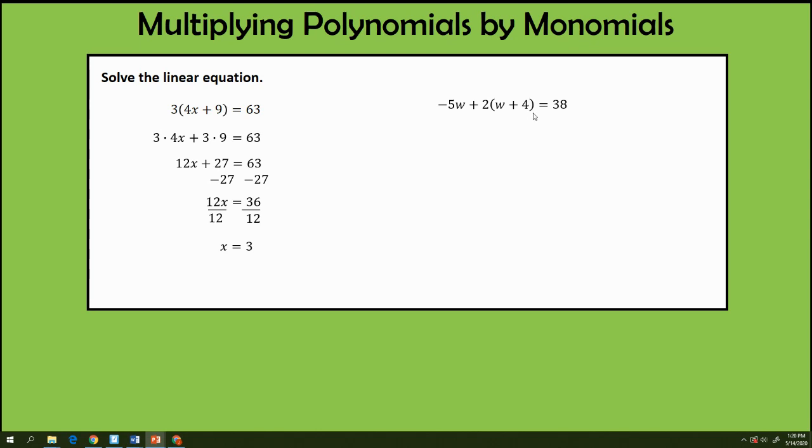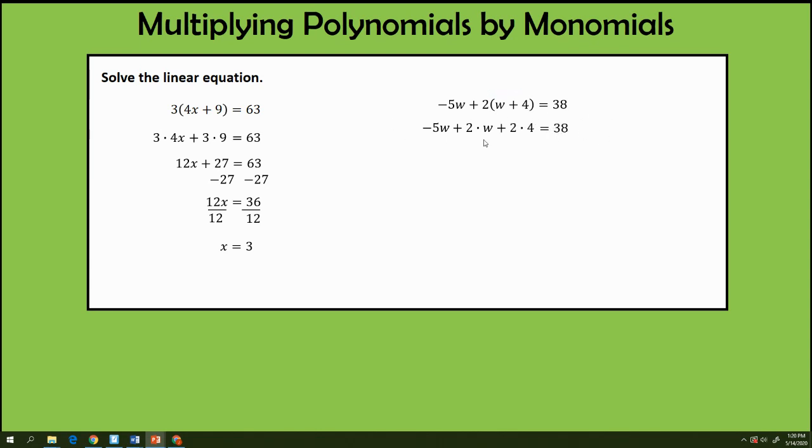First of all, we have this distributive property problem. That takes precedence because that's a multiplication over addition deal. So the first thing we're going to need to do, that negative 5w I'll bring down, and now I'm going to work on this. I'm going to go through my distributive process, 2 times w and 2 times 4, and that equals 38.